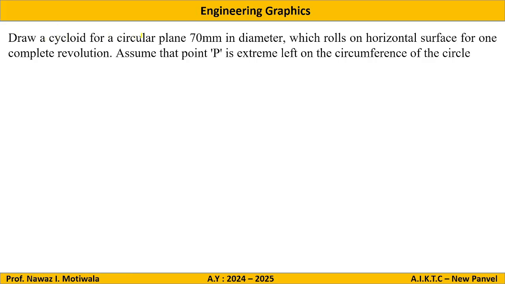Draw a cycloid for a circular plane 70 mm in diameter which rolls on a horizontal surface for one complete revolution. Again, the revolution is one. Assume that the point P is at extreme left on the circumference of the circle. So the only difference is the location of point P. Okay, let us continue with the construction part.